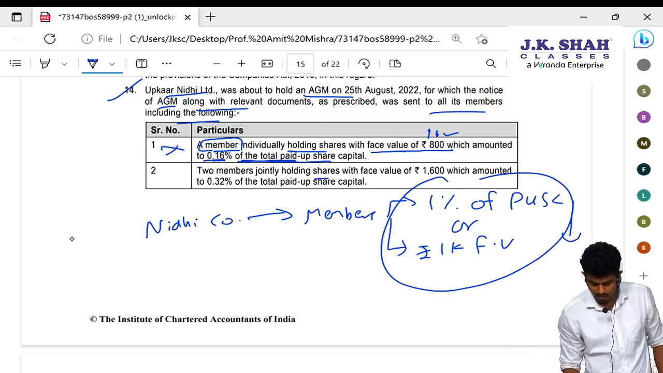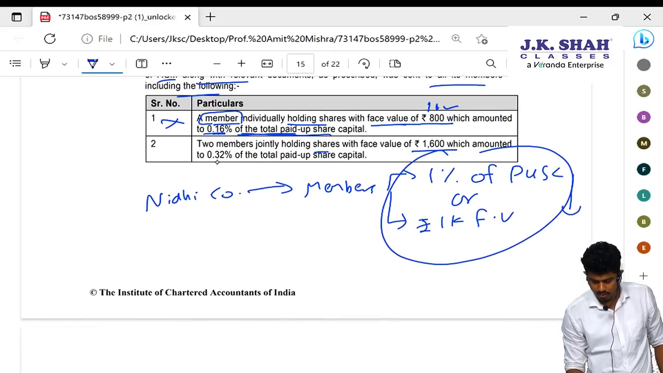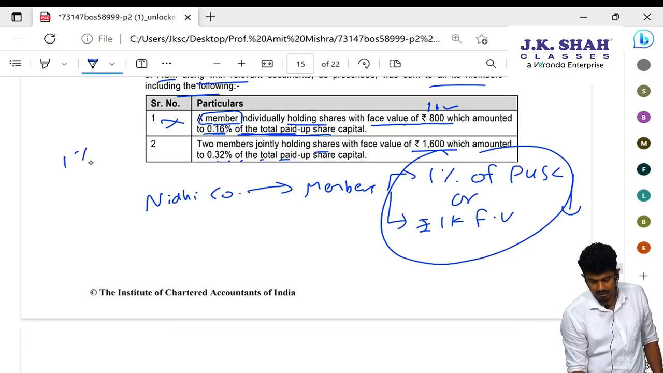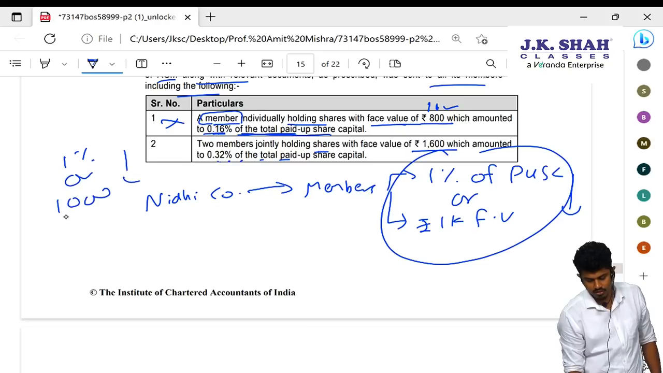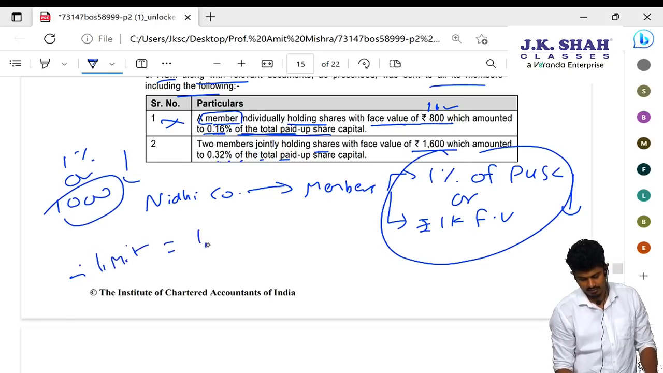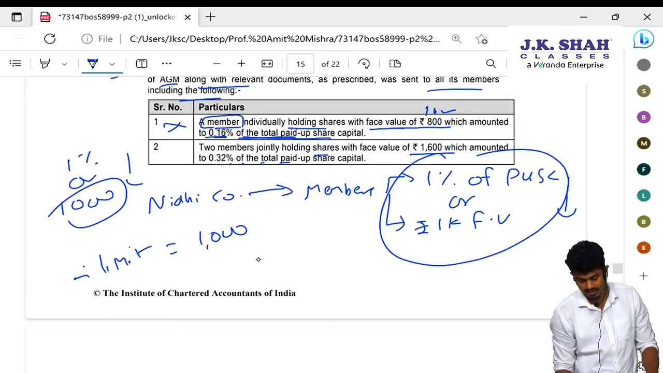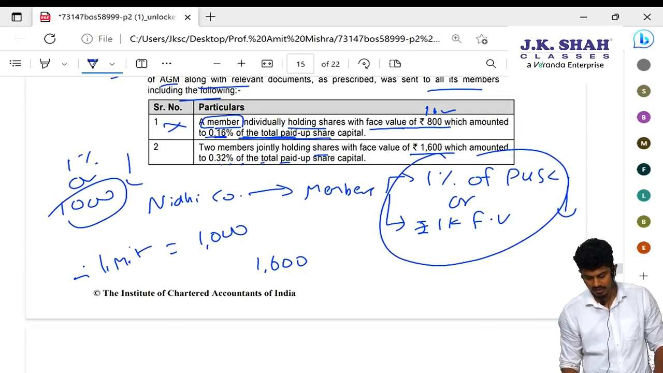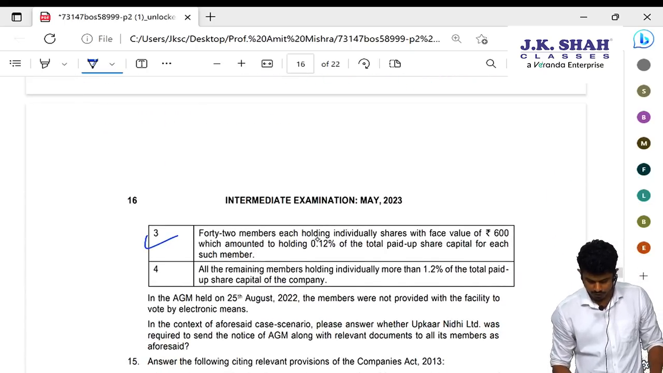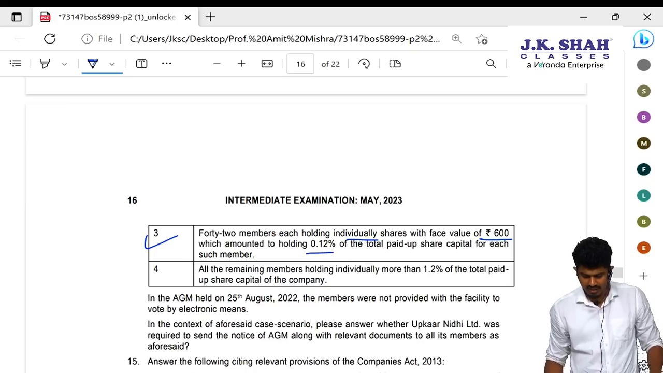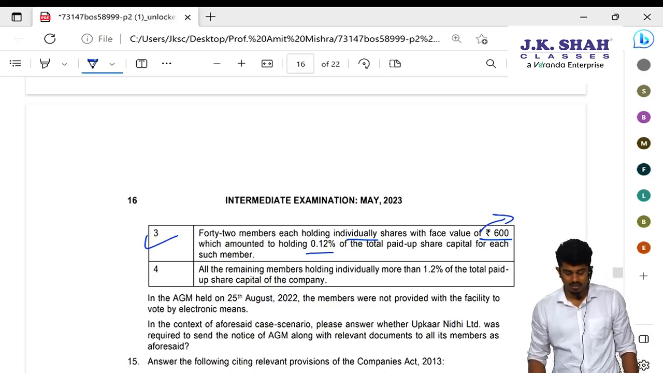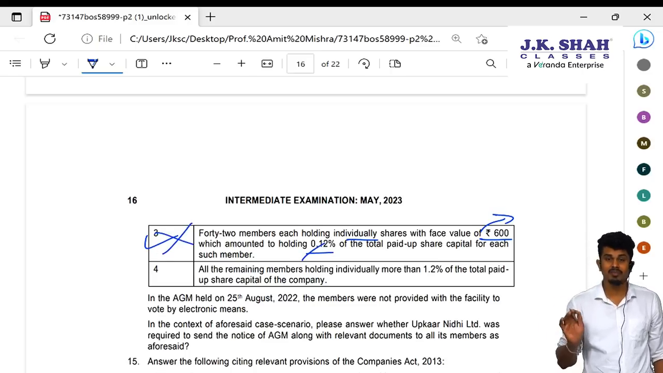Again, two members are jointly holding 1600, which amounts to 0.32% of paid up share capital. They are holding 1% or 1000, whichever is lower. So the limit is 1000, and since they are holding shares of face value 1600, which is more than the limit, they will get notice. Third, 42 members are holding shares of 600, having 0.12% only. So neither the limit of 1000 is touched nor 1%. Therefore they will also not get personal notice.